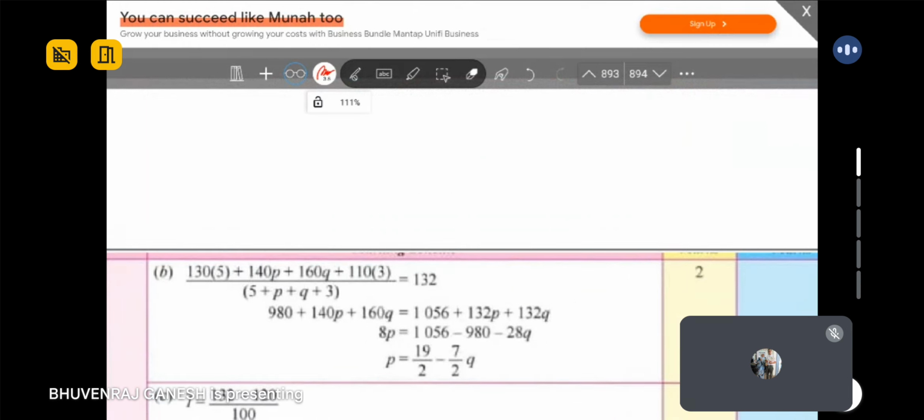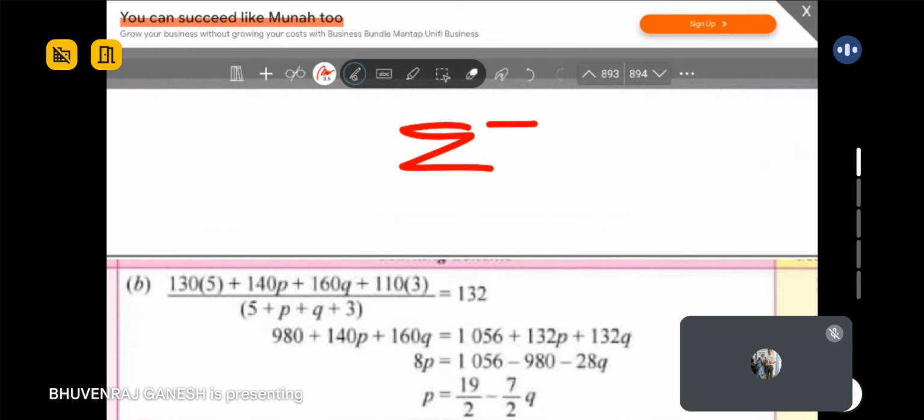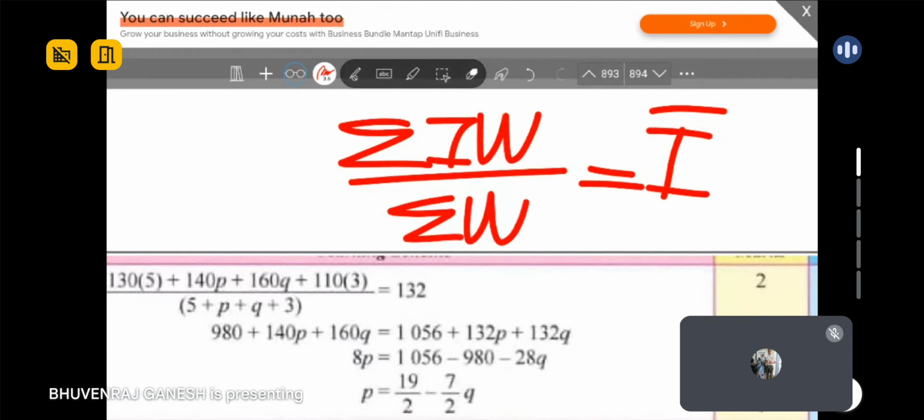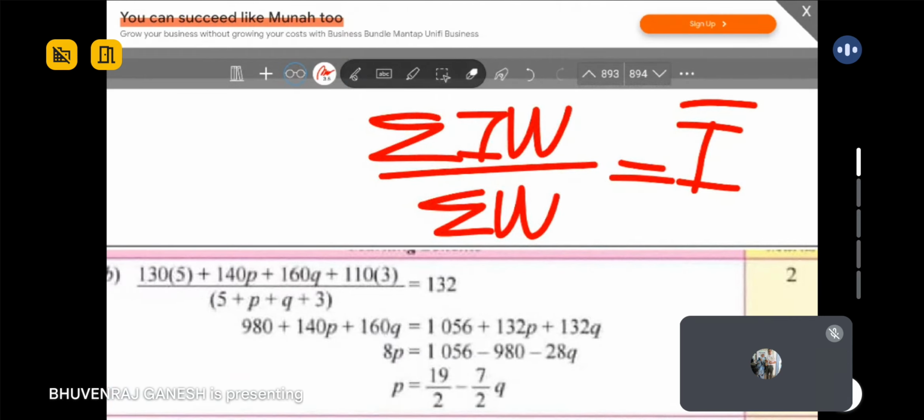Indeks gubahan. Okay, so rumus dia adalah hasil tambah indeks dan pemberat bagi yang ni sama dengan indeks gubahan. Okay, this is your formula. Sum of index times weightage over sum of weightage. Okay, so then algebra sajalah guys. Okay, just use algebra, get your answer.